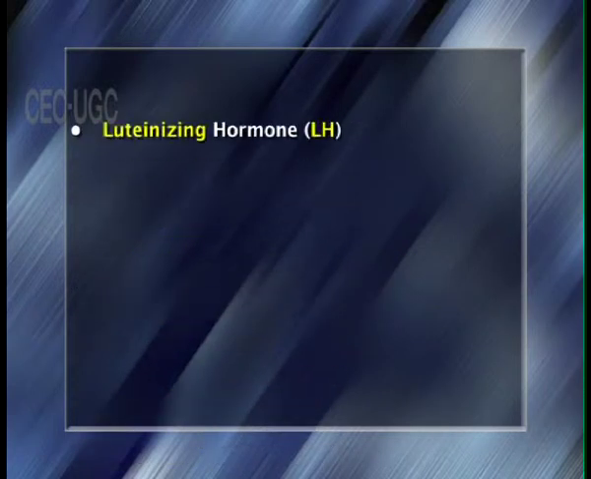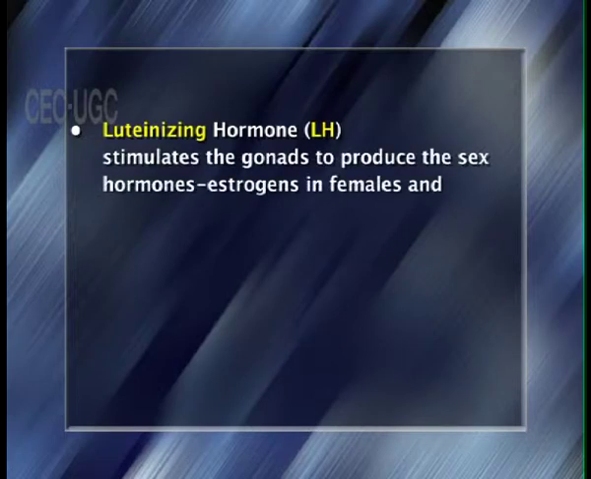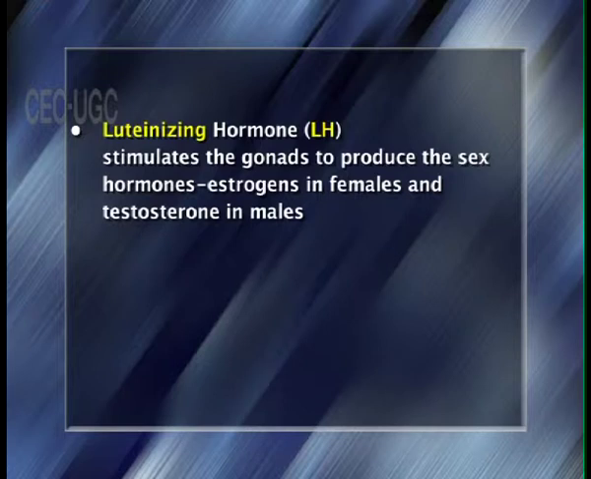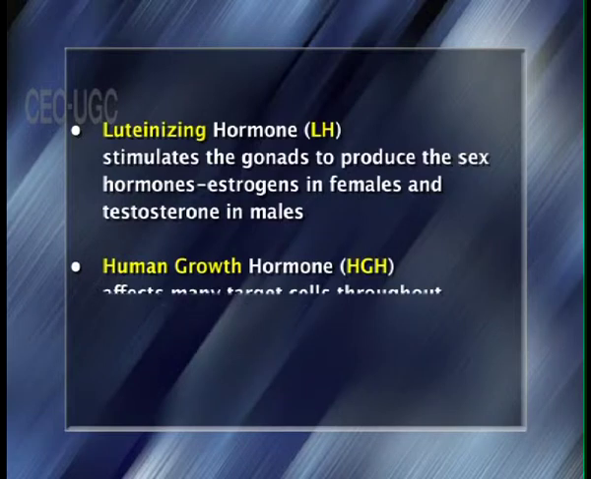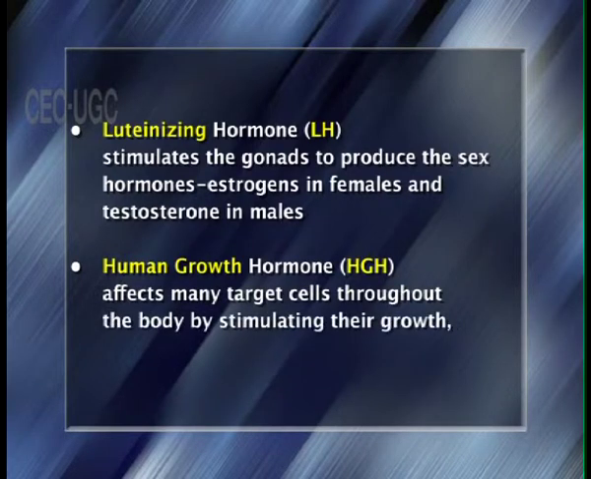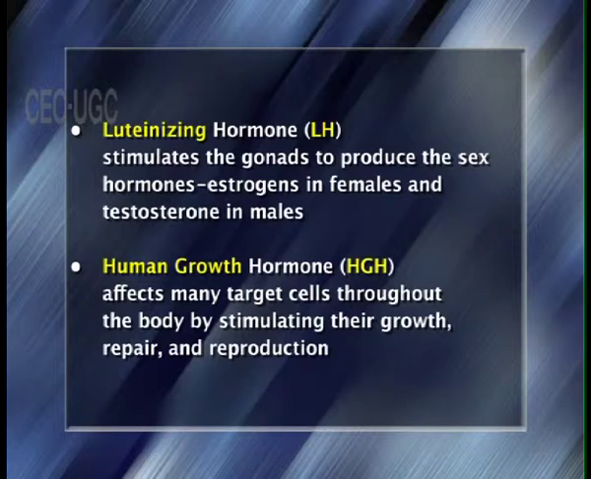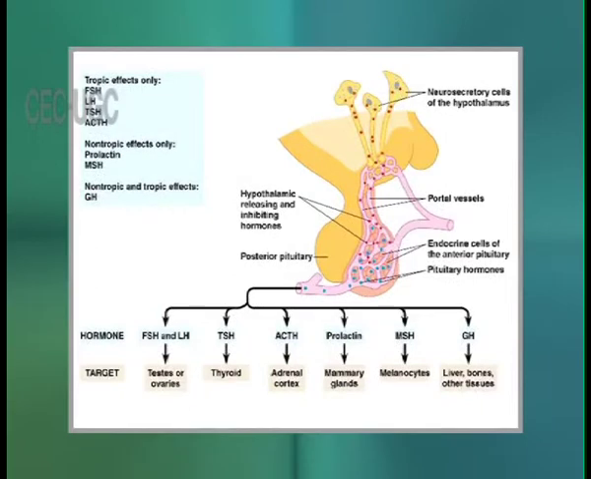Luteinizing hormone, which stimulates the gonads to produce the sex hormones, estrogens in females and testosterone in males. Next, human growth hormone, which affects many target cells throughout the body by stimulating their growth, repair, and reproduction. Next, prolactin, which has many effects on the body, chief of which is that it stimulates the mammary glands or the breasts to produce milk.